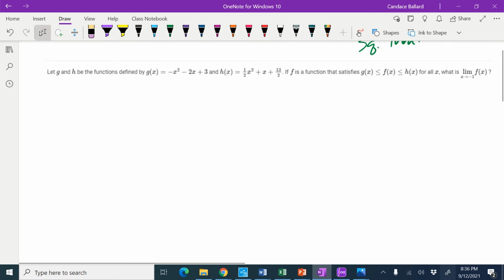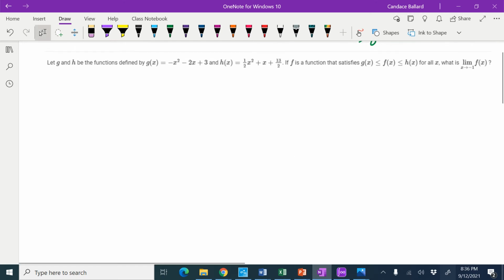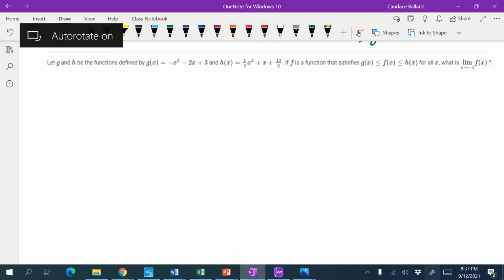In this video, we're going to be looking at topic 1.8 and re-looking at this question from it. Let g and h be the functions defined by g of x equals negative x squared minus 2x plus 3, and h of x equals 1/2 x squared plus x plus 13 halves. If f is the function that satisfies g of x is less than or equal to f of x is less than or equal to h of x for all x, what is the limit as x approaches -1 of f of x?